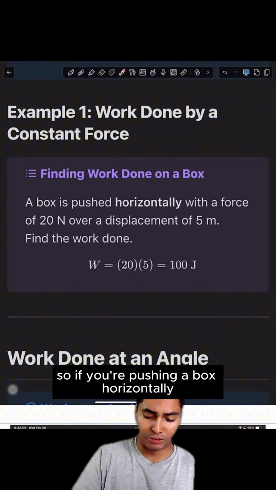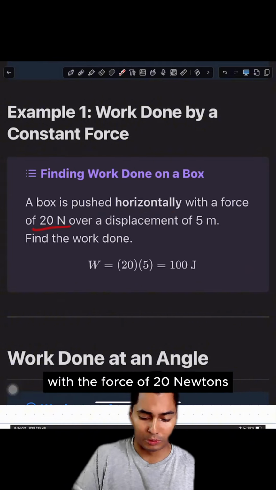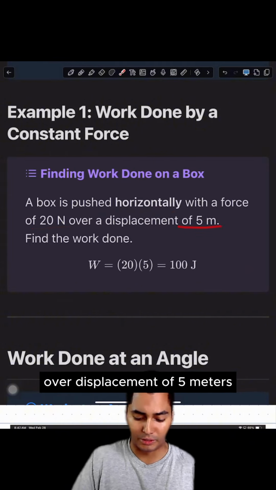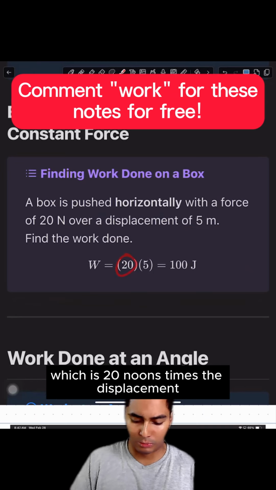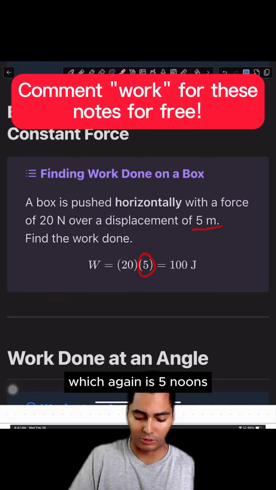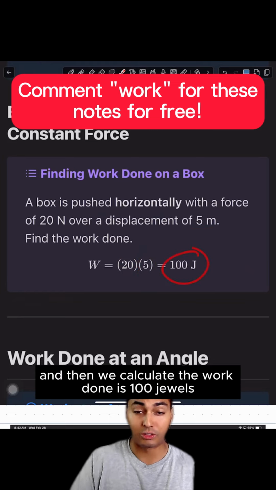So if you're pushing a box horizontally with a force of 20 newtons over a displacement of 5 meters, and we want to calculate the work done, we just multiply the force, which is 20 newtons, times the displacement, which again is 5 meters, and then we calculate the work done is 100 joules.